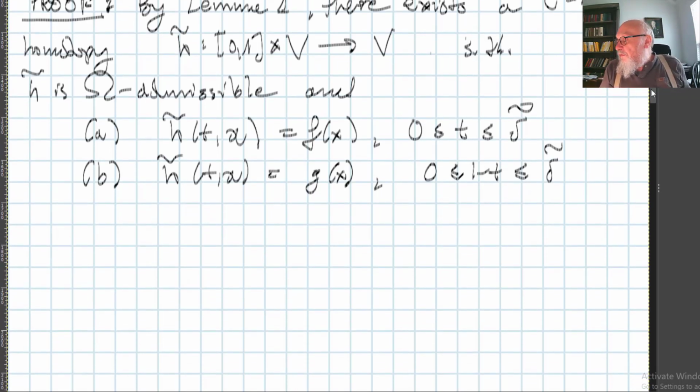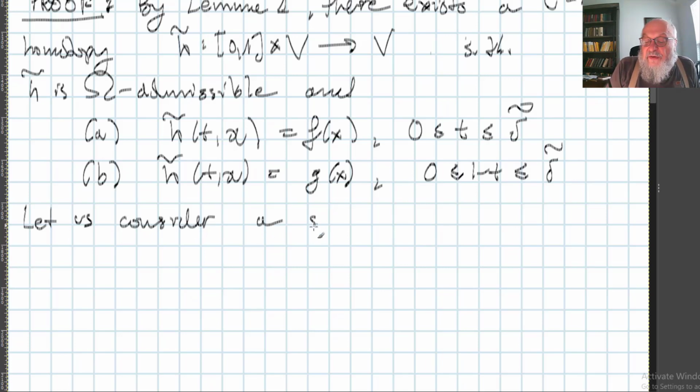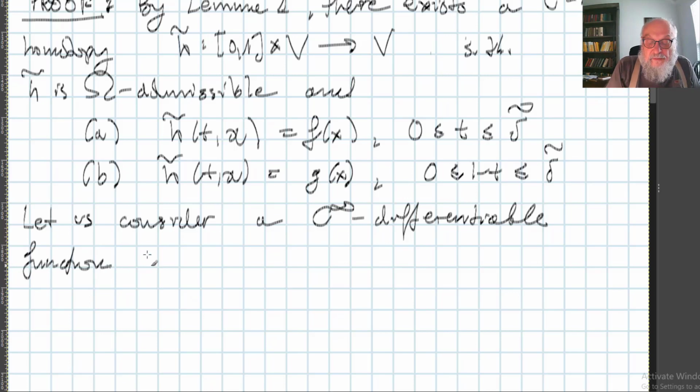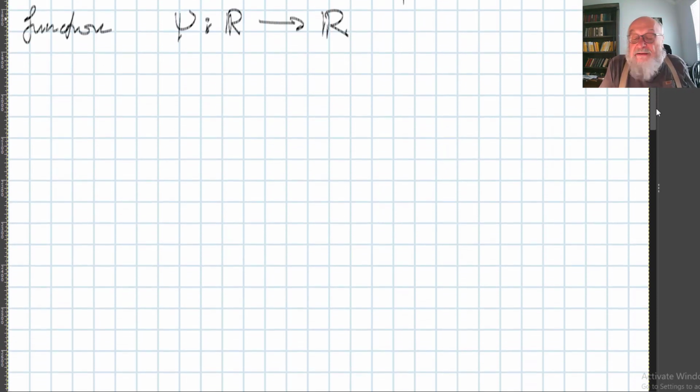And in order to do it, first of all, let me construct a smooth function. So let us consider a smooth function, meaning a C infinity, infinitely differentiable function, psi, that goes from R to R, and this function will look like that.